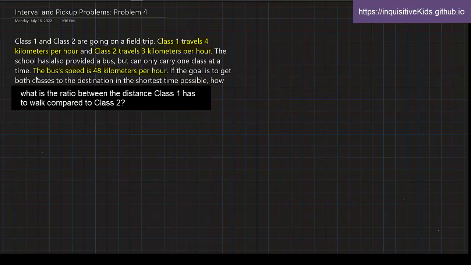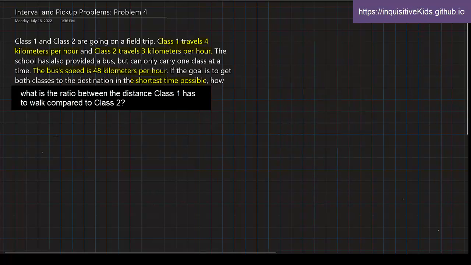If the goal is to get both classes to the destination in the shortest time possible, how many kilometers should each class walk? The first thing we have to do is to draw a sketch and make a ratio of how much they each walk. Because we're trying to get them to their destination in the shortest time possible, and their speeds are different, it makes sense for Class 1 to walk a little bit more than Class 2 because Class 1 walks faster. The question is how much more?